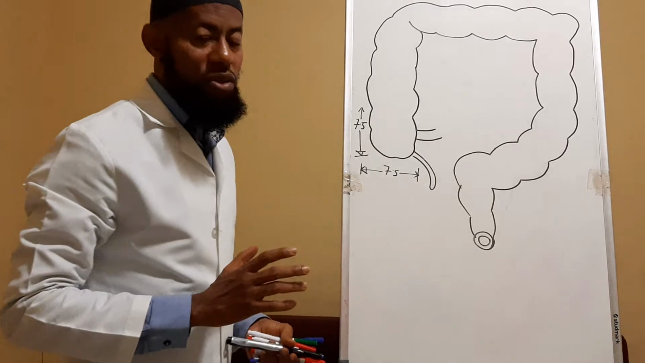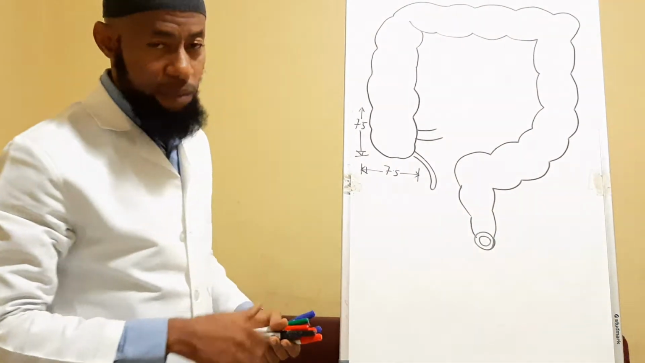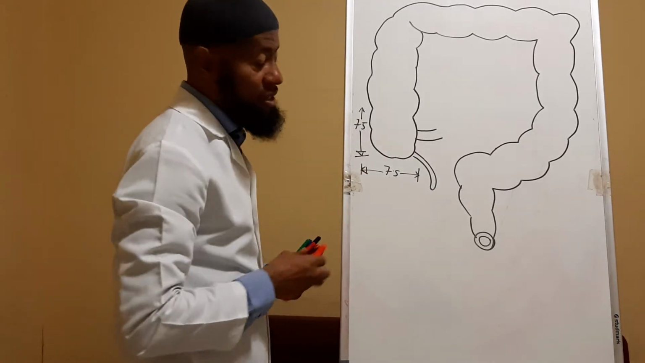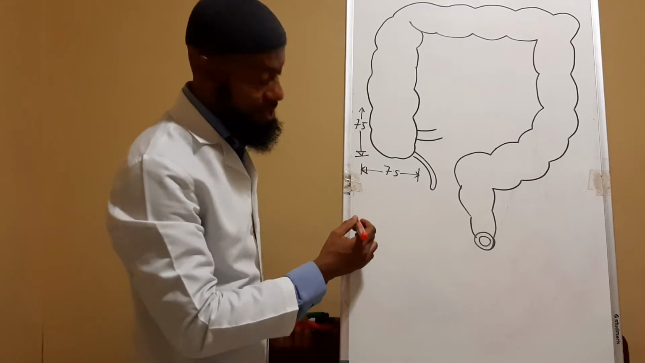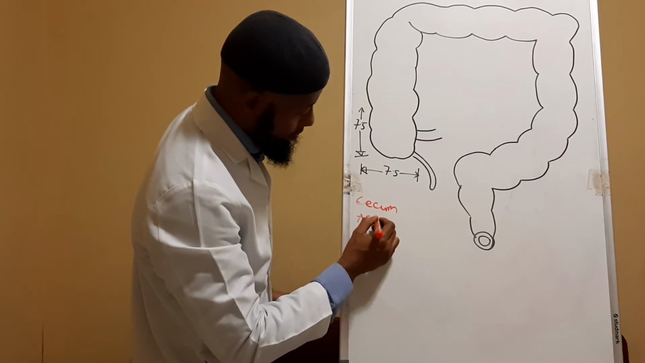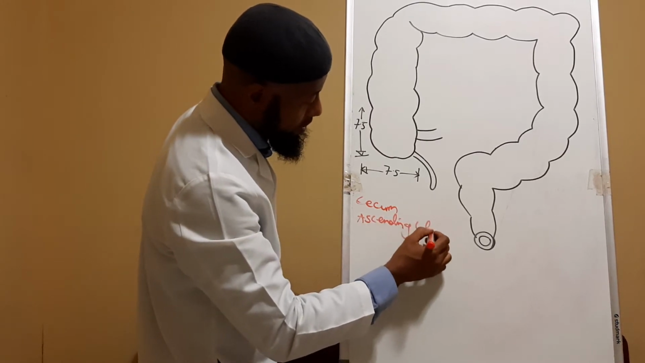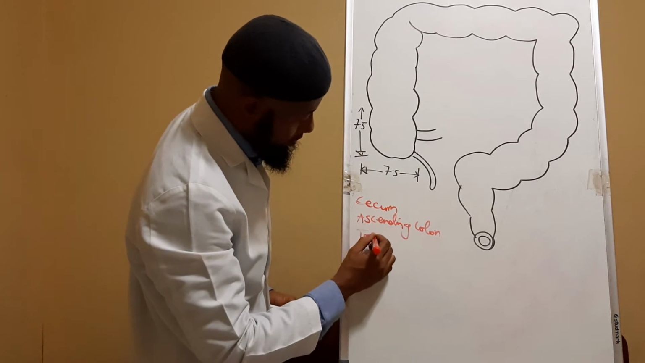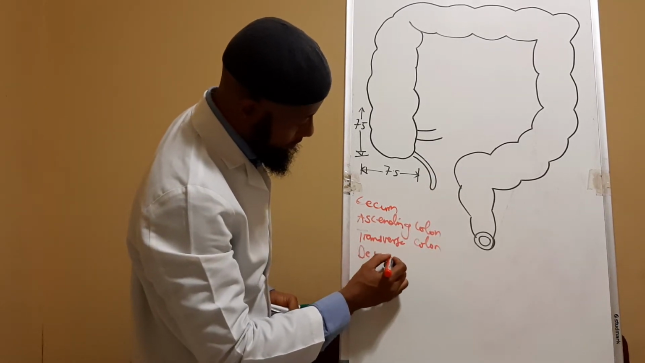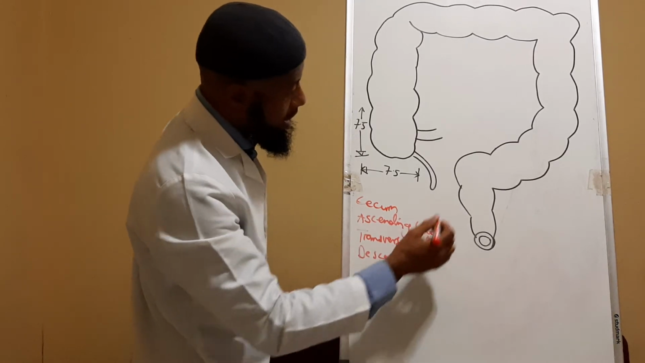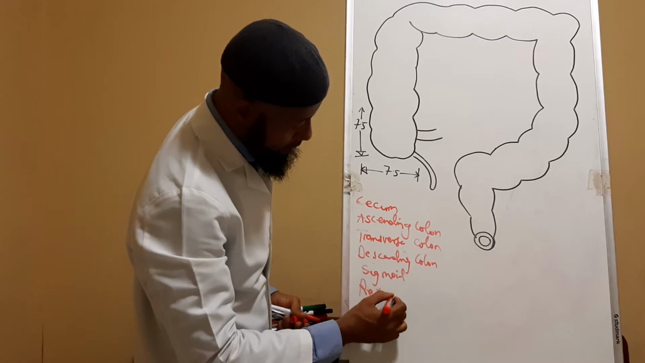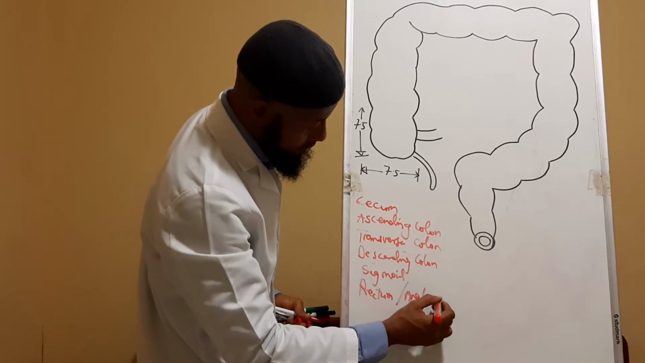Now, the distinguishing features of the large intestine from the small intestine are the presence... Oh, by the way, before we go into that, the large intestine is comprised of the cecum, the ascending colon, the transverse colon, the descending colon, the sigmoid colon, the rectum, and the anal canal.